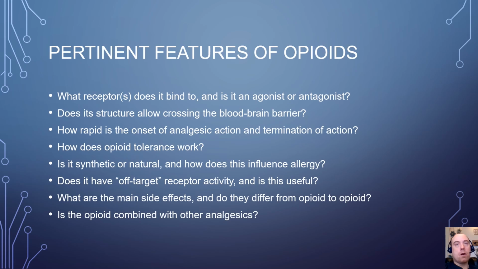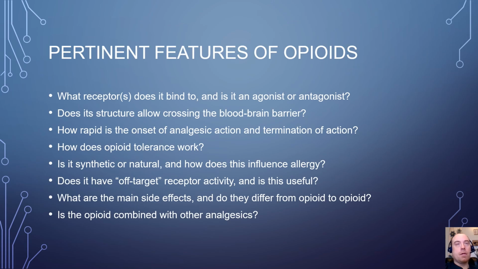Does the structure allow crossing of the blood-brain barrier? That means how well does the opioid cross into the brain, and how rapidly, and that determines basically how rapidly it will have analgesia or pain killing, and not just the brain, the spinal cord as well.